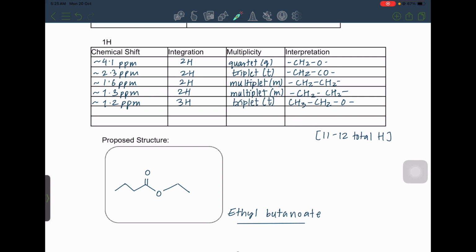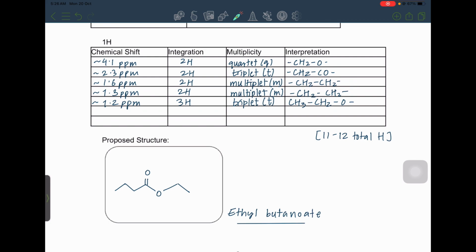At 4.1 ppm, the integration is 2H and the multiplicity is quartet. Alright, the interpretation for all of this is going to be a CH2 group bonded to an O group. Then we have 2.3 ppm, the integration being 2H, and the multiplicity triplet, CH2 bonded to CO. Then we have 1.6, 2H, multiplet, CH2 and CH2, a middle chain CH2.